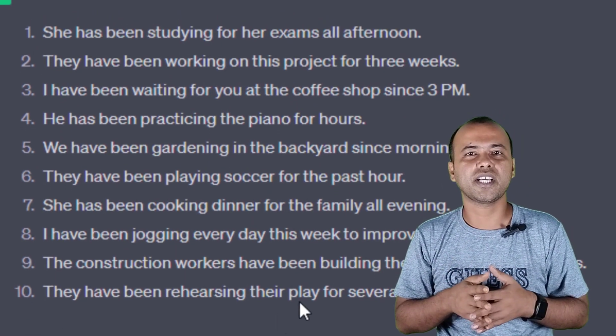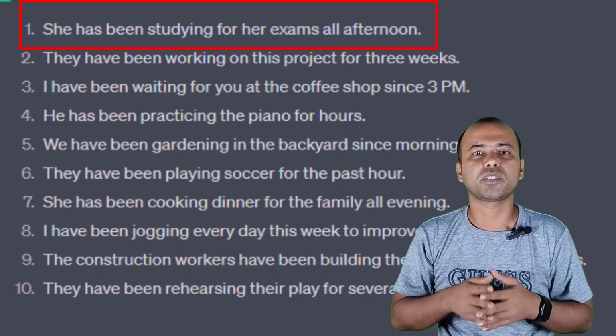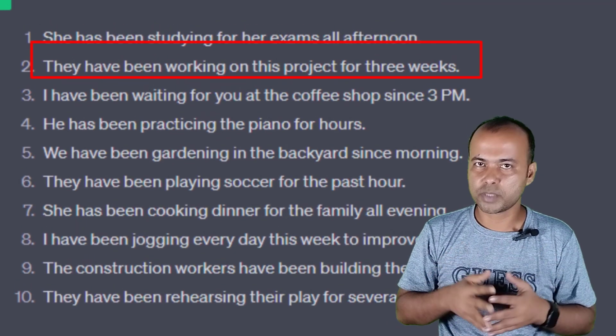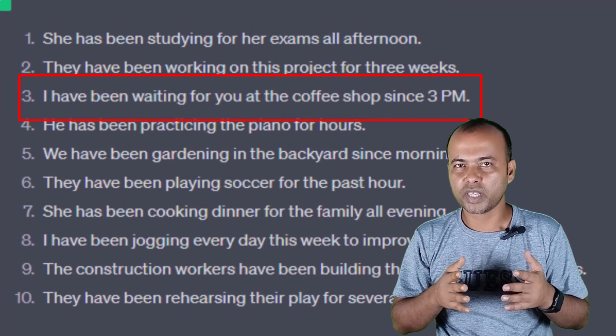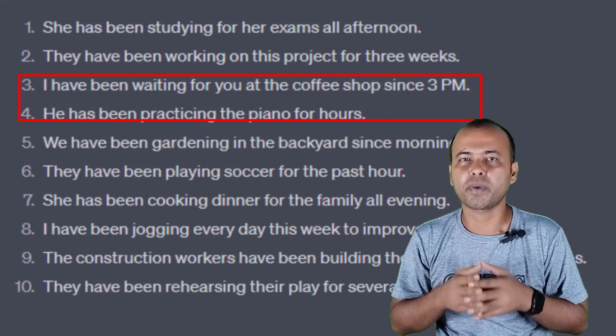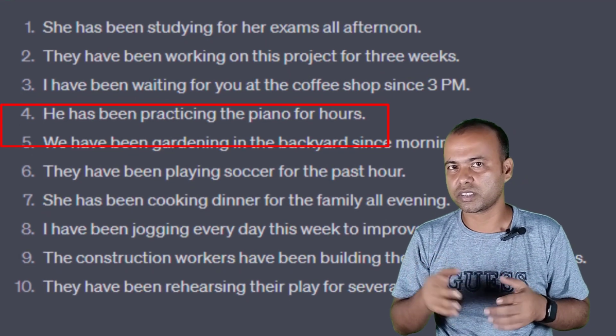Number one, she has been reading for her exam all afternoon. Number two, they have been working on this project for 3 weeks. Number three, I've been waiting for you at the coffee shop since 3 p.m. Number four, he has been practicing the piano for hours.